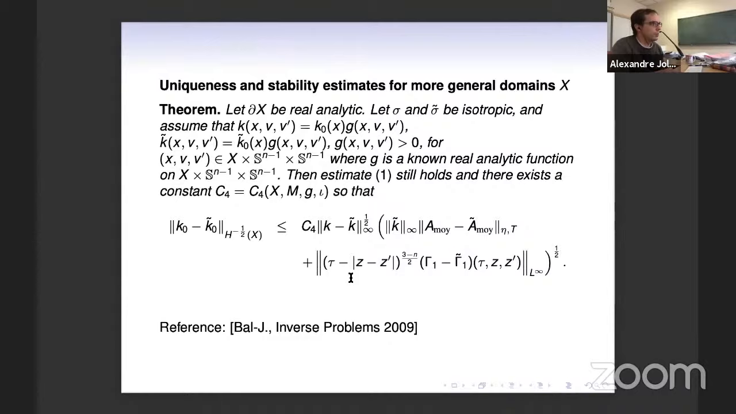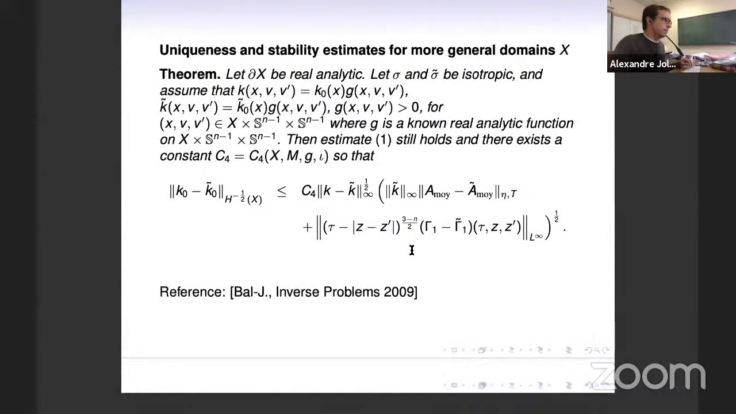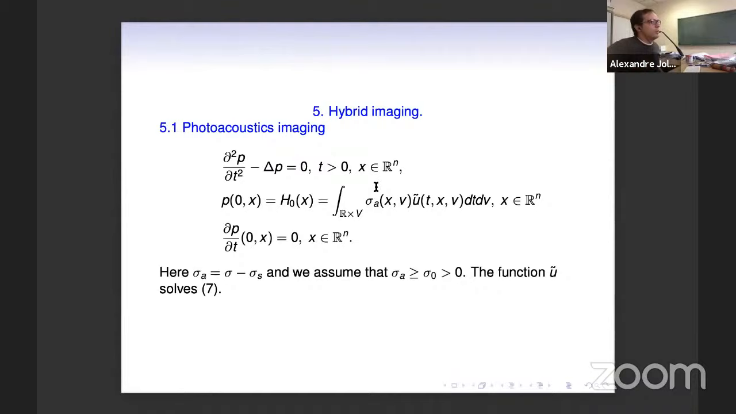Let me talk about inverse problems where you have the transport equation, the linear Boltzmann equation. So I will talk now about hybrid imaging. Hybrid imaging was a field of very active interest in the last decade.